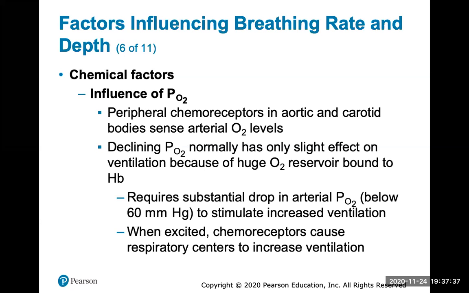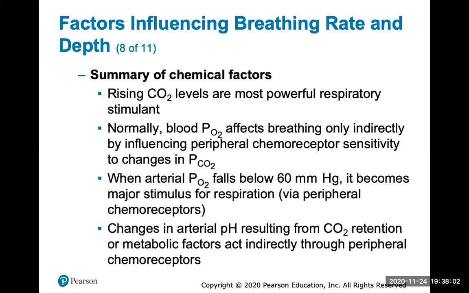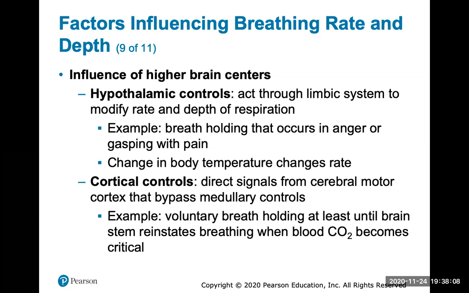Here are some chemical factors. Not going to ask you too many more details about those. Influence of arterial pH. pH can modify respiratory rate and rhythm, even if carbon dioxide and oxygen levels are normal. Decreased pH may reflect carbon dioxide retention, accumulation of lactic acid, or excess ketone bodies, and the respiratory system will attempt to raise pH by increasing the respiratory rate and depth. So here's a summary of chemical factors. The influence of higher brain centers through your hypothalamic control, cortical controls.